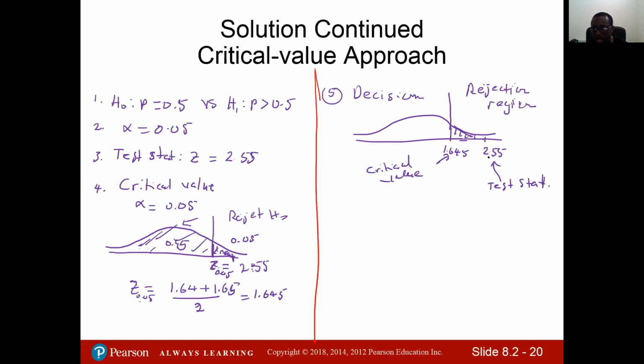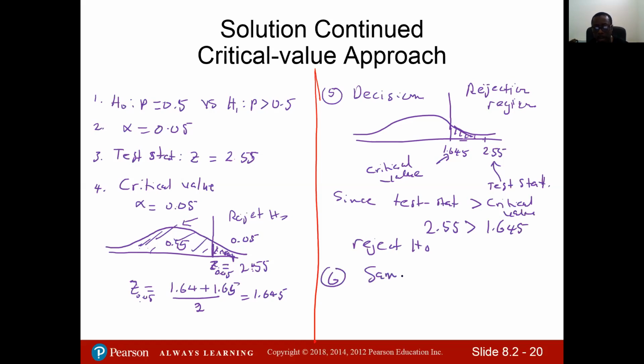Okay, that's a rejection region. Because of that, the test statistic is greater than the critical value. In this case, we have 2.55 is greater than 1.645. Therefore, reject H0. And then your conclusion is the same as before.